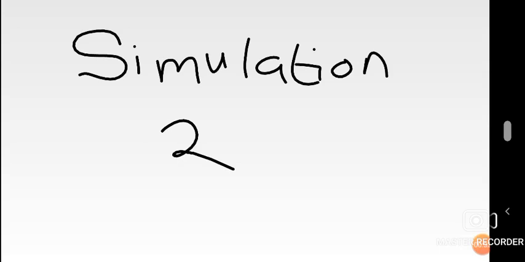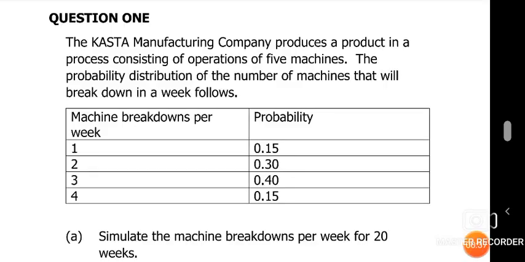So I'm about to share a question on the screen. That is our focus in this video. So this is the question we're going to attempt. Question 1 says, the Castor Manufacturing Company produces a product in a process consisting of operations of 5 machines. The probability distribution of the number of machines that will break down in a week follows. Okay, so that's a table below. Machine breakdowns per week, and of course the probability of those breakdowns.